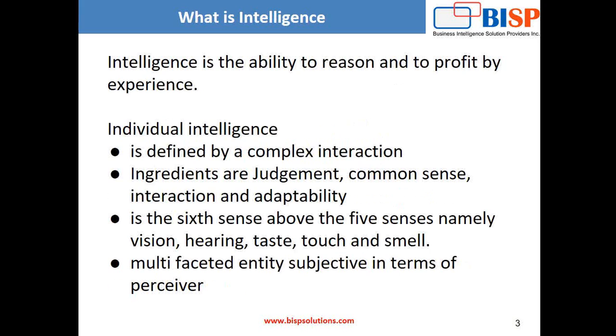Intelligence is also a multifaceted entity and is subjective in terms of the perceiver. So usually in a group, you say, hey, this person is intelligent. In another group, you will say this person is not intelligent. So it's much more subjective than being actually objective. So why are we talking about intelligence here? Because we are going to study artificial intelligence. Therefore, I thought I will take the definition of intelligence to start with.